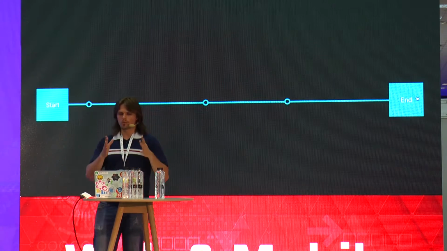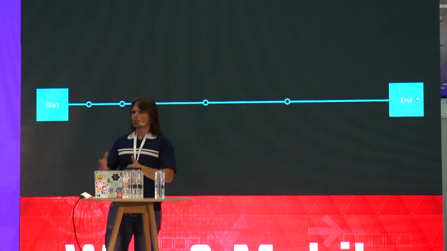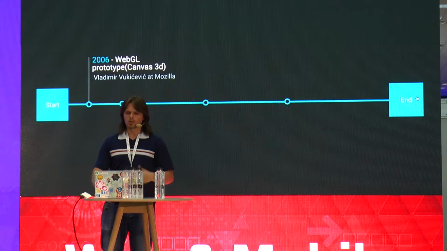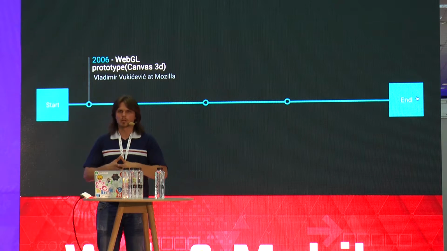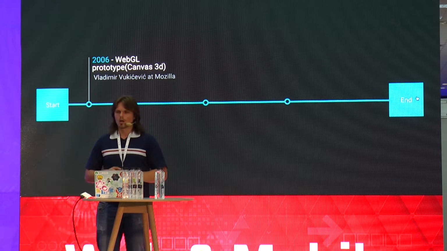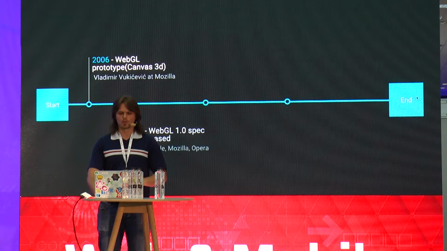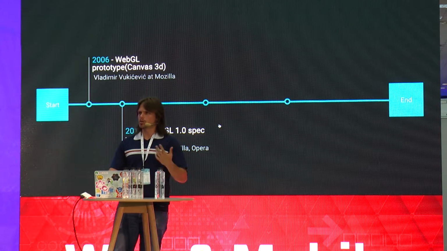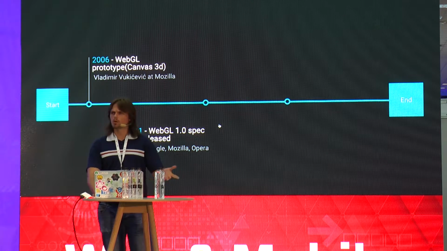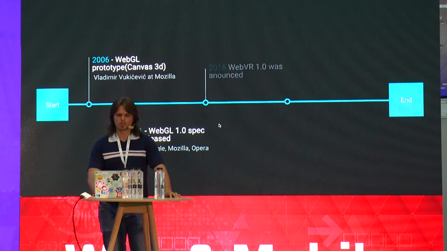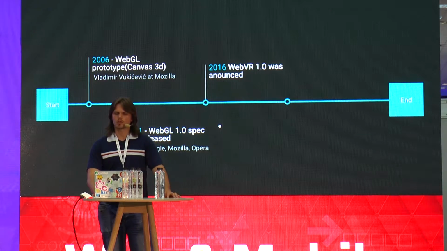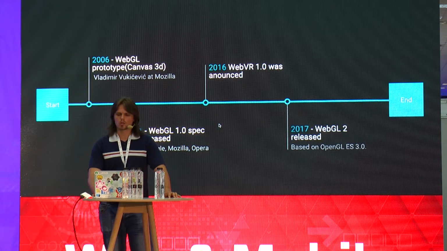So on the web side, it progressed from WebGL to WebVR. It started with the first spec of WebGL, basically by running OpenGL inside your browser. It was called back then Canvas 3D, and it was conceived in 2006. The spec was released in 2011 by Apple, Google, Mozilla, and Opera, all the major browsers. In 2016, WebVR 1 was announced. Last year, WebGL 2 was released, and basically that's where we stay today.